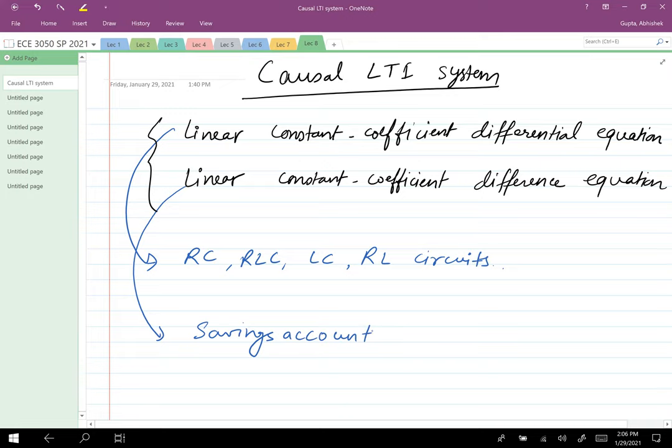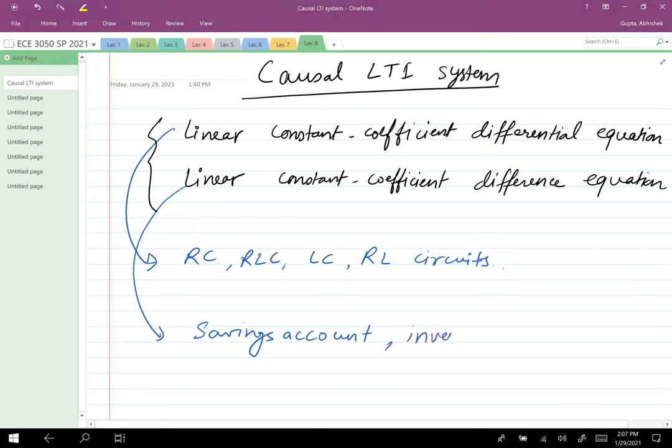So your savings account gets an interest rate of 0.01%. That's the interest rate on my savings account. And I know it's a bad savings account. I should probably change it, but that's the interest rate on my savings account. And that's a linear constant coefficient difference equation.